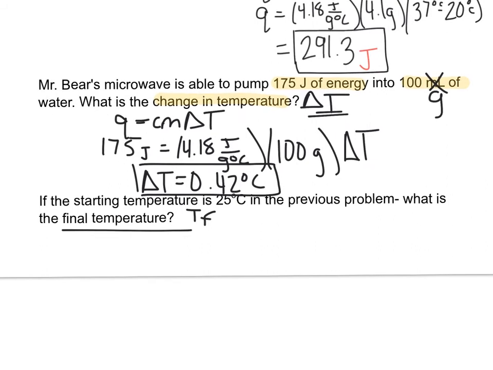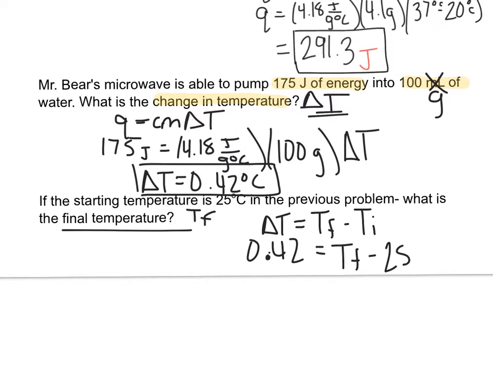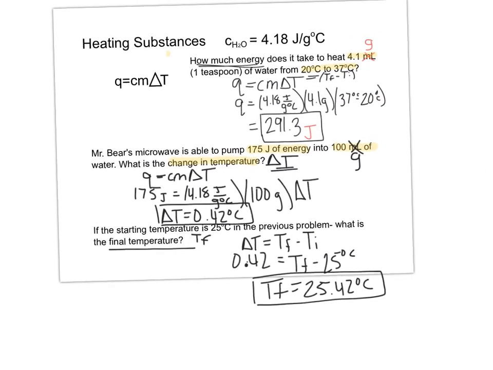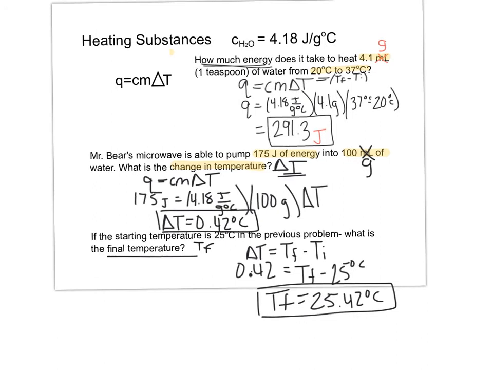And it says if the starting temperature is 25 degrees Celsius, what is the final temperature? So remember, delta T is going to be equal to the final temperature minus the initial temperature. So delta T is 0.42, is equal to T final minus 25 degrees, and that gives us our T final of 25.42, which you probably could have done in your head, but there's all the nice work for it. These are examples of heating and cooling substances. But this is not going to work for phase changes. And we're going to see how to deal with that next.